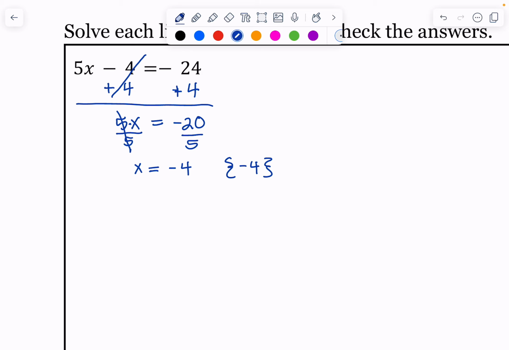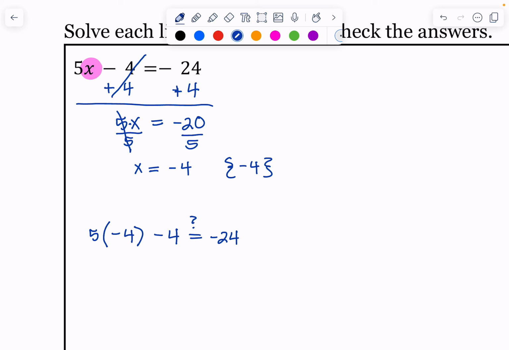This section does want us to check our answer. So what we're going to do is take our original equation, and instead of that x right there, we're going to double check that -4 will make that equal to -24 still. So I have 5 times -4 minus 4 equals -24. I'm not sure if it's right, so I'm going to put a little question mark over the equal sign just to be sure.